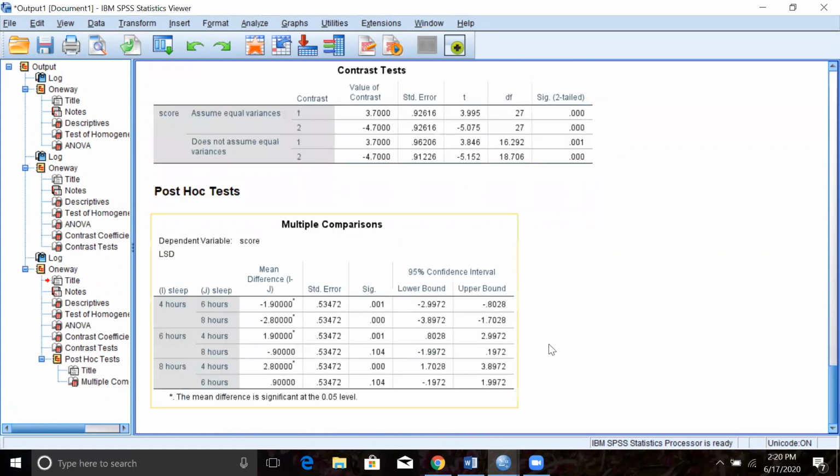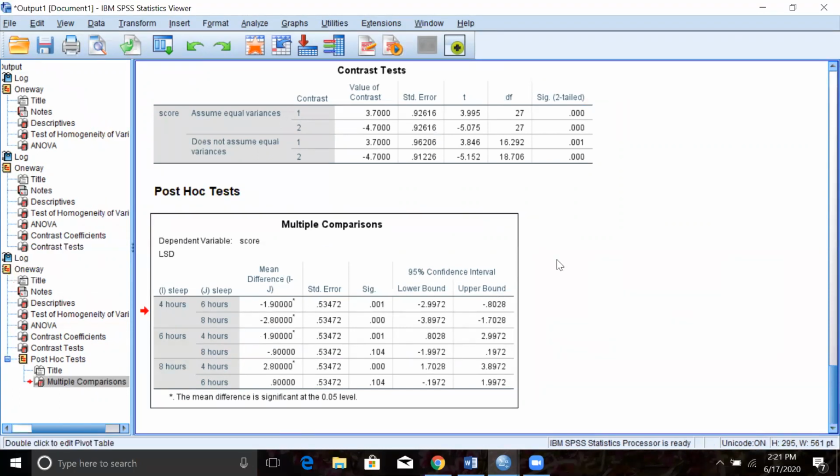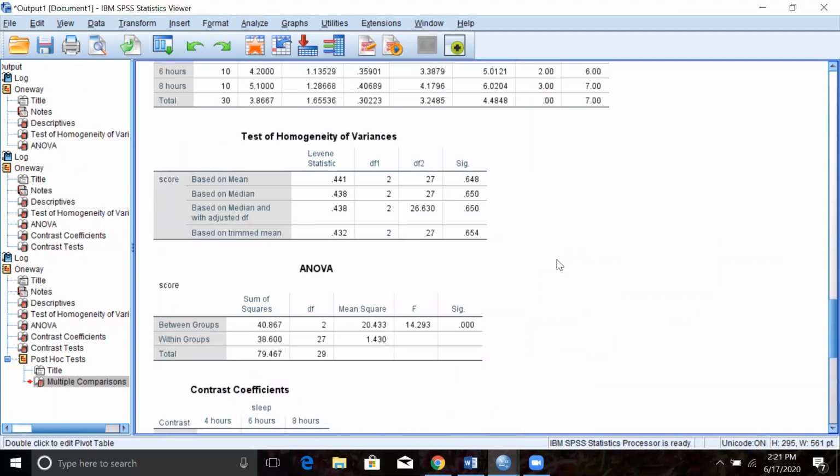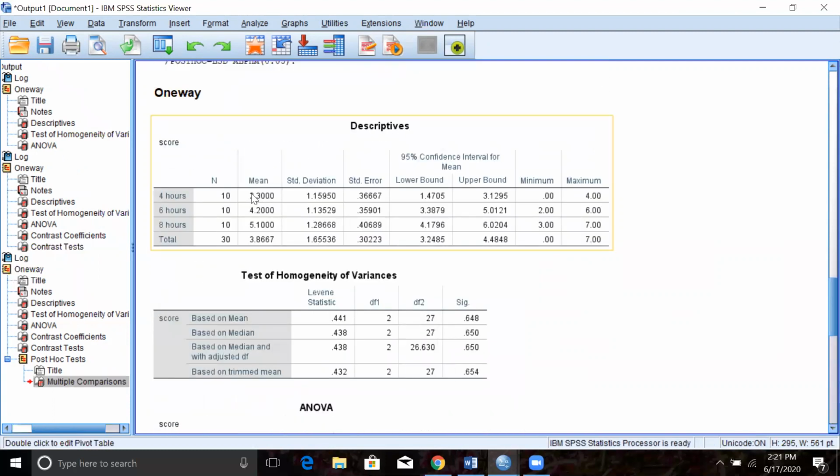But now what the post hoc test does, in comparison with the planned contrasts, is it compares each combination of groups with each other. So is 4 different from 6? You evaluate that by looking at the significance level over here. Yes, when just comparing 4 hours to 6 hours, there is a significant difference. Then in interpreting it, you just go back up to the means and you say, okay, 4 and 6 are significantly different from one another in that people who got 6 hours of sleep performed better on the quiz.